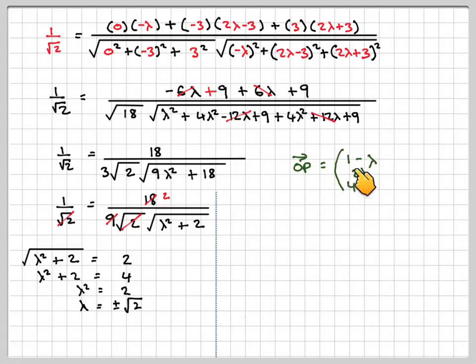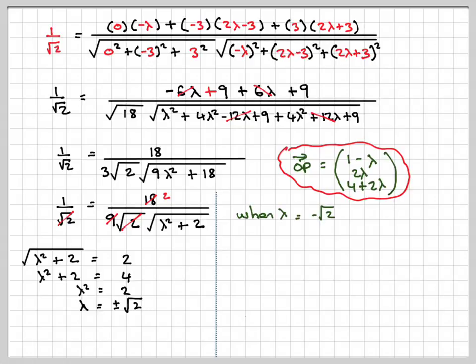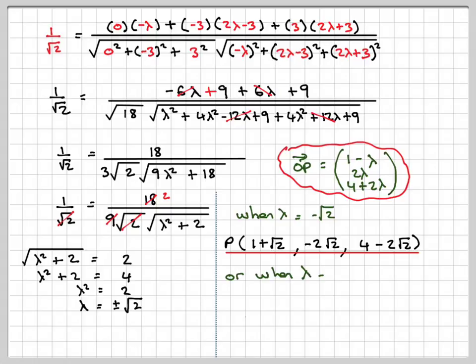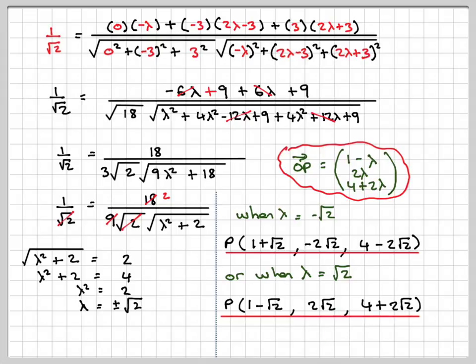So OP was originally that, and then putting my value of lambda in, so when lambda's minus root 2, we're going to get 1 minus root 2, which is 1 plus root 2, minus 2 root 2, 4 minus 2 root 2, or when lambda's equal to root 2, we're going to get 1 minus root 2, 2 root 2, and 4 plus 2 root 2.